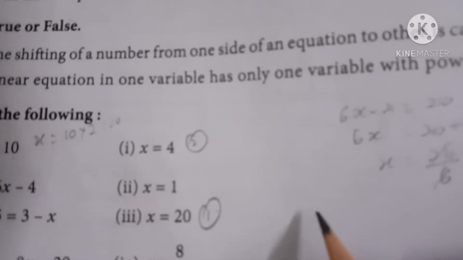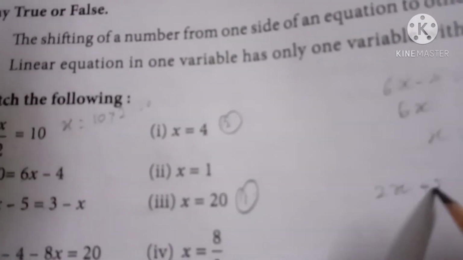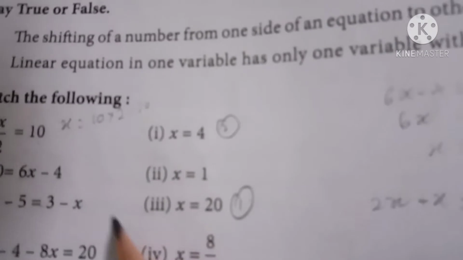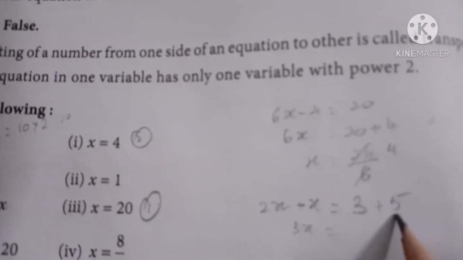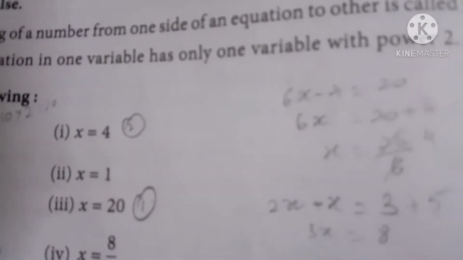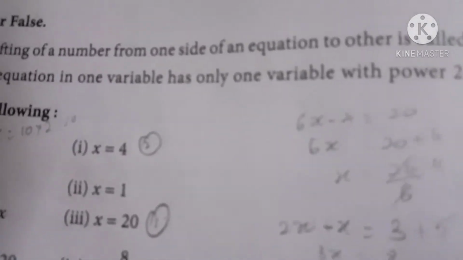And your third question, if you see here, 2x minus 5 is equal to 3 minus x. So bring the like terms together. When you bring minus x to your left hand side it becomes plus x, and minus 5 to your right hand side is plus 5. 2 plus 1 is 3x. 3 plus 5 is 8. Therefore, x is equal to 8 by 3.